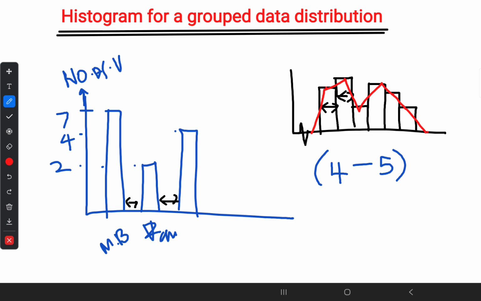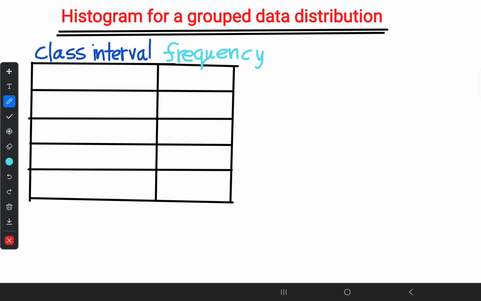Initially, we are going to determine how to draw the histogram for a group data distribution. First, the class interval. This is an important thing you should know. And thereafter, the frequency table. I will write them, and thereafter I'll explain. Class intervals: 0 to 5, 5 to 10, 10 to 15, 15 to 20, and 20 to 25. These are the given values. By using these values, we are going to plot our graph.